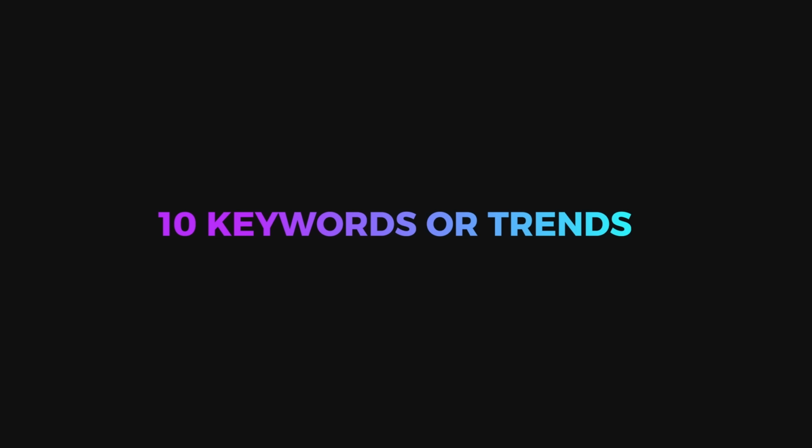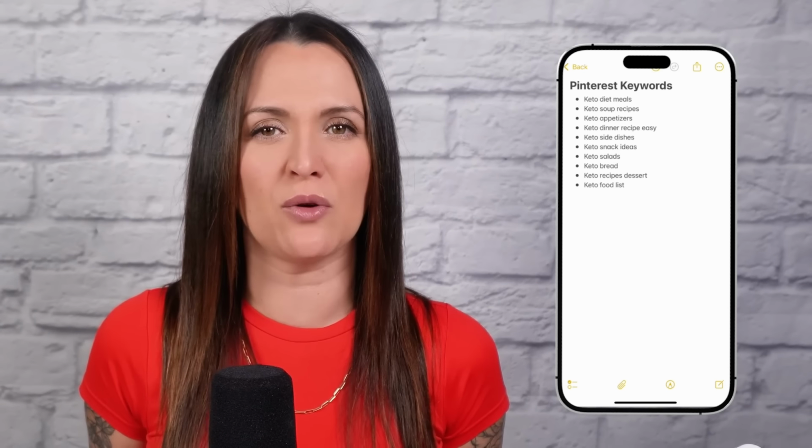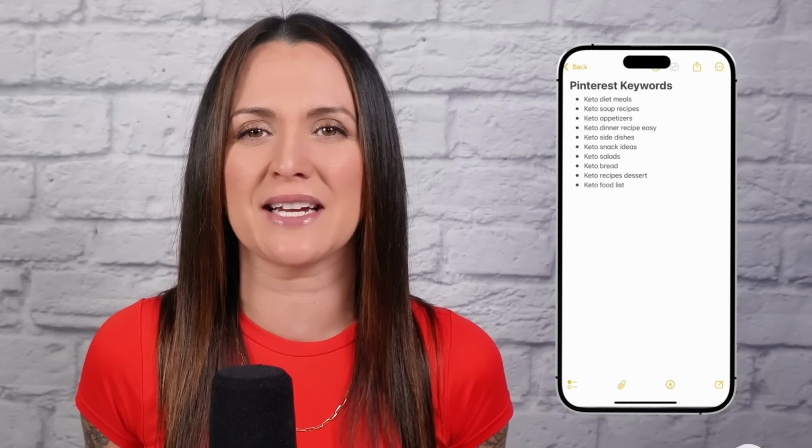So what you want to do now is make a list of 10 keywords or trends that fit your niche following the strategy that I just showed you. Keep the search volumes between 50,000 to 500,000. You can copy them or type them in a note like this. And then save them for the next step, because next I'm going to show you the second thing you need to actually make money online with your pins.